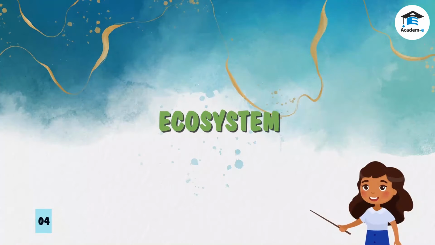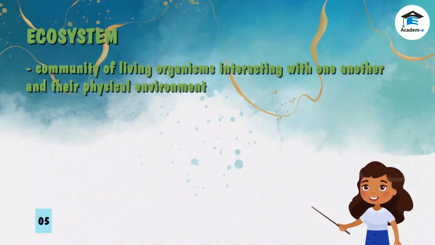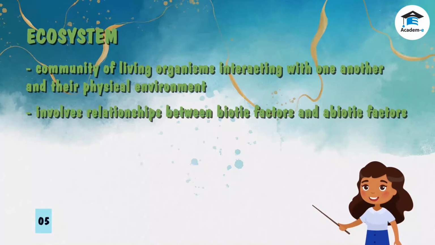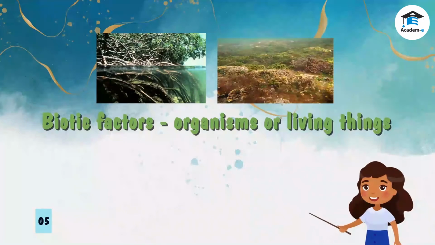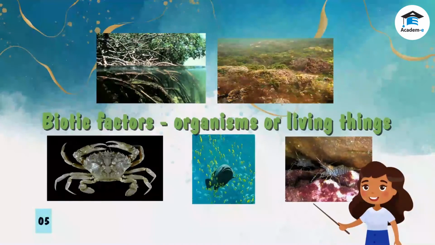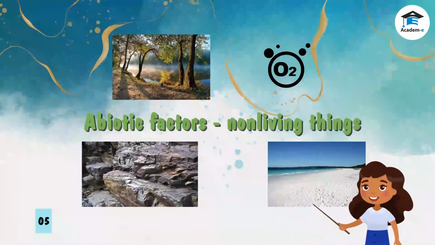Ecosystem. An ecosystem is a community of living organisms interacting with one another and their physical environment. It involves relationships between biotic factors and abiotic factors in its area. Biotic factors refer to organisms or living things. These include plants, such as mangroves and algae, and animals, such as crabs, fish, and shrimps. Abiotic factors refer to non-living things. These include waters from the river and the sea or ocean, sunlight, oxygen, rocks, and soil.